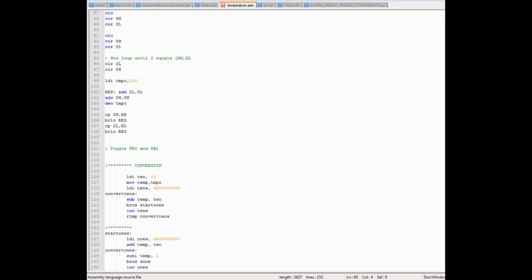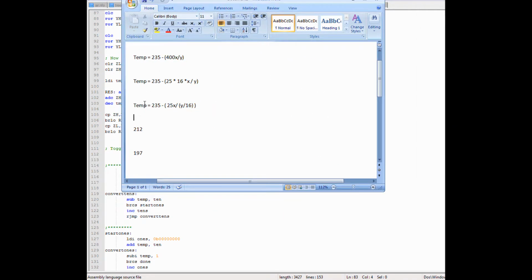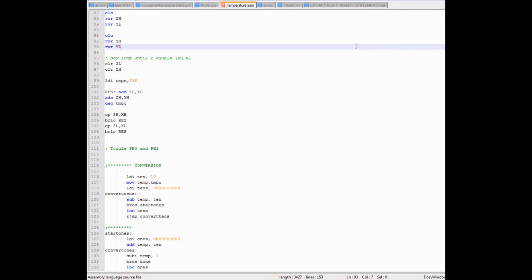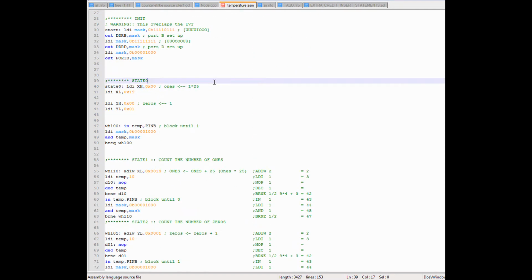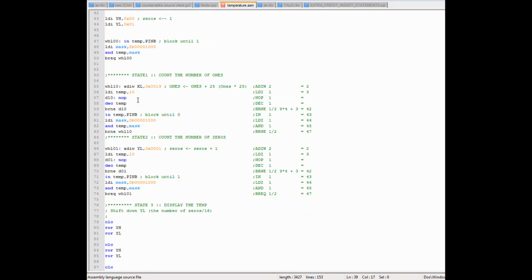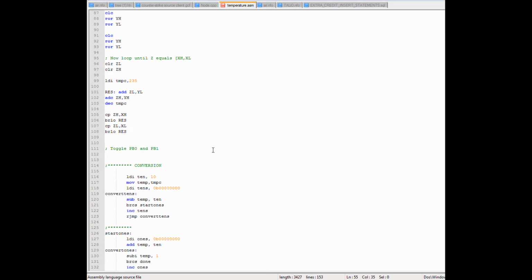And then all we have left to do is the 235 minus x divided by y. And now this is where that 25 comes in. You have to multiply x by 25, and we actually already did that in state 1. Every time we add 1 to x, we don't add 1, we add 25, and that effectively does the multiplication there, rather than adding up all the 1s and then multiplying by 25. We just add 25 each time, and it gets that set up for us.